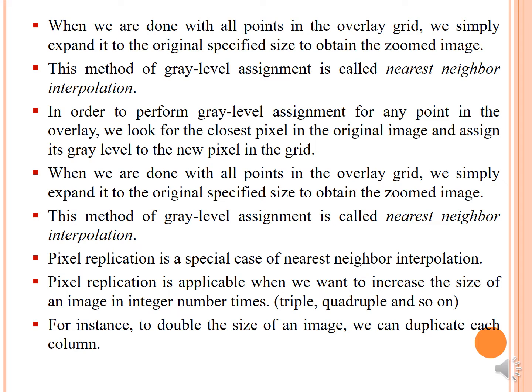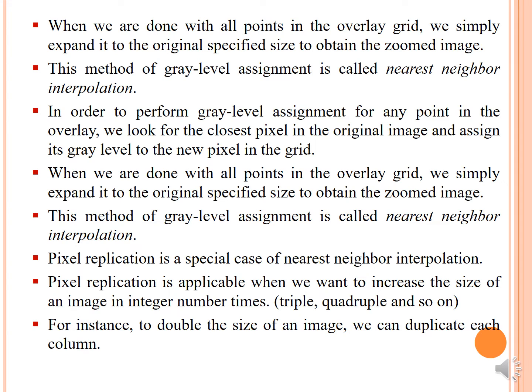When we are done with all points in the overlay grid, we simply expand it to the original specified size to obtain the zoomed image. This method of gray level assignment is called nearest neighbor interpolation. Pixel replication is a special case of nearest neighbor interpolation. Pixel replication is applicable when we want to increase the size of an image in integer number of times, that is triple, quadruple and so on.